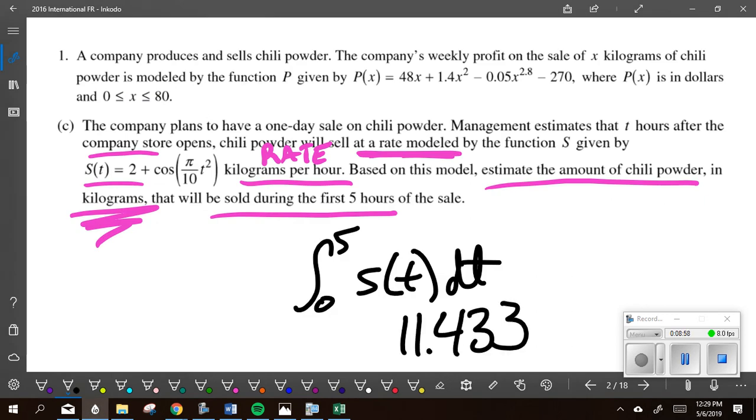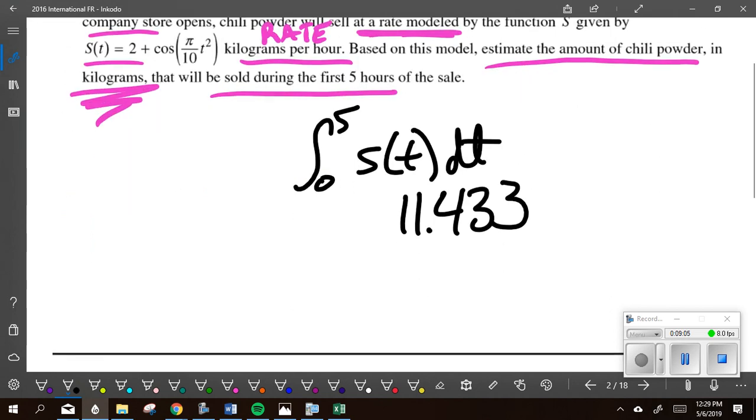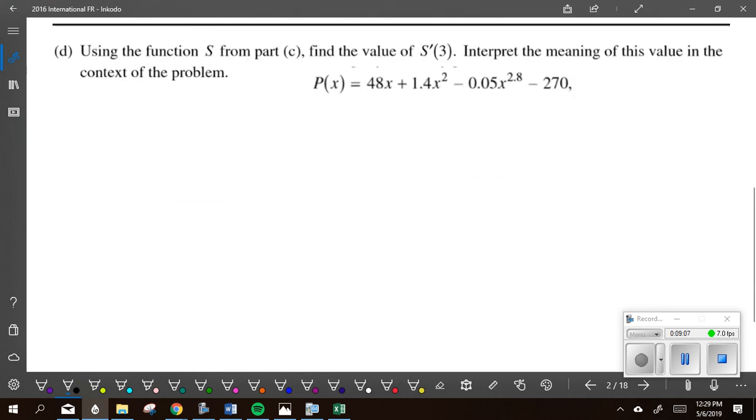Done. Is that tough? 2 points. 1 point for the integral, 1 point for your value. Basically, you set it up right, you're scoring all those points. The last one is a little bit funky.